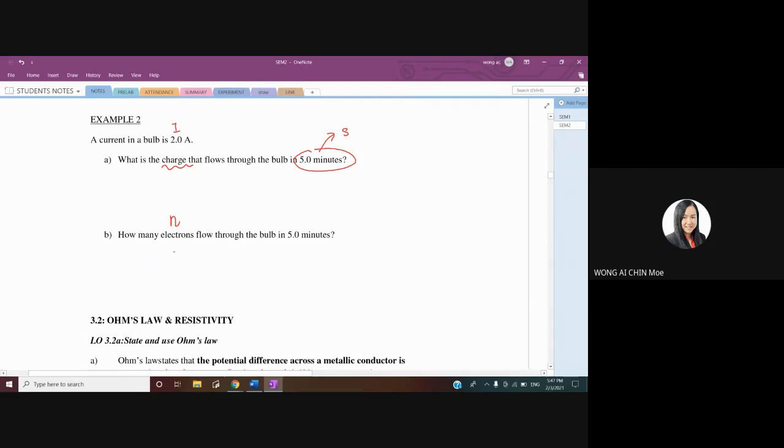After you find the charge from the current, you can use Q equals ne. Just now, the current I equals dQ over dt, so you can find your Q, where Q equals It. So this is your homework.